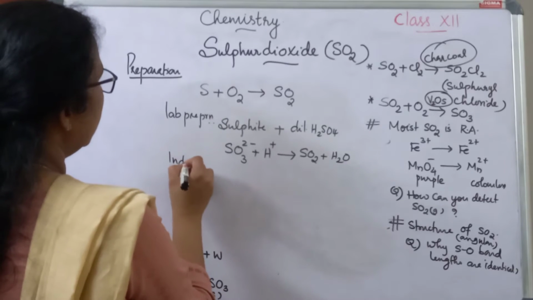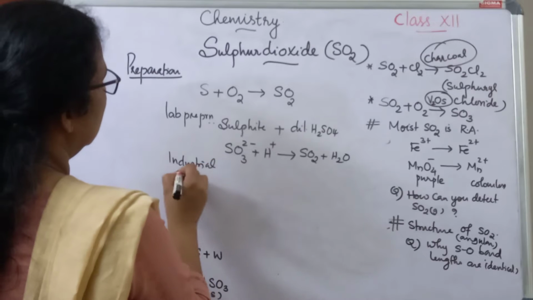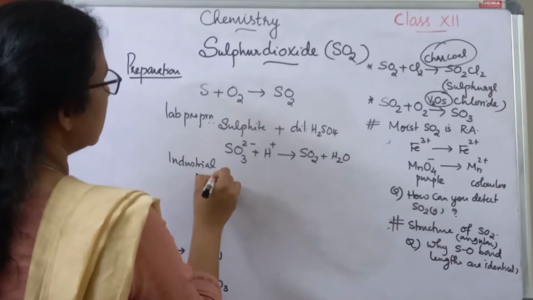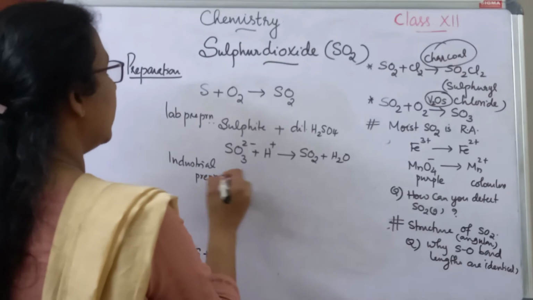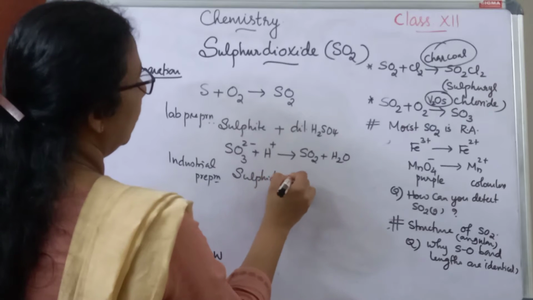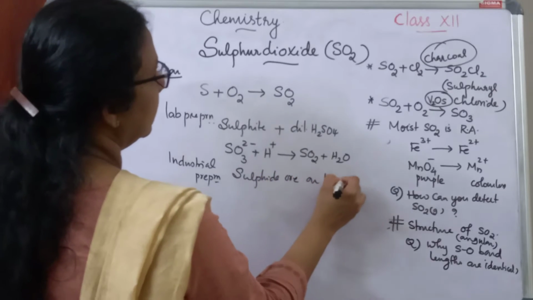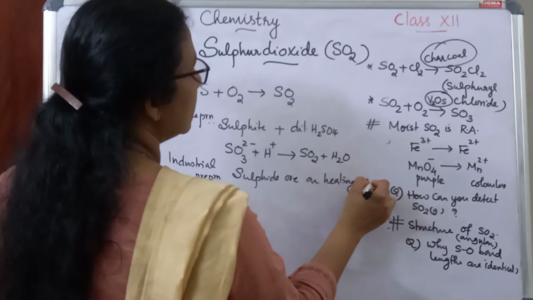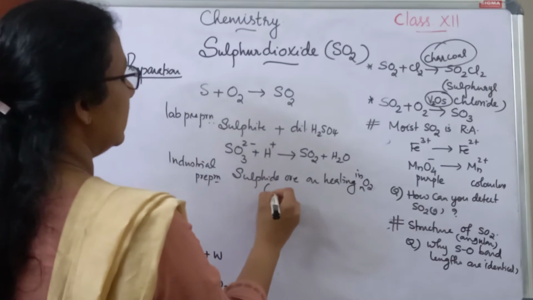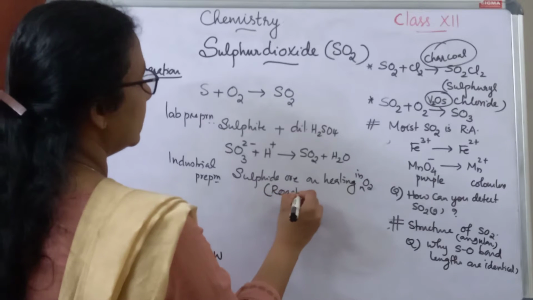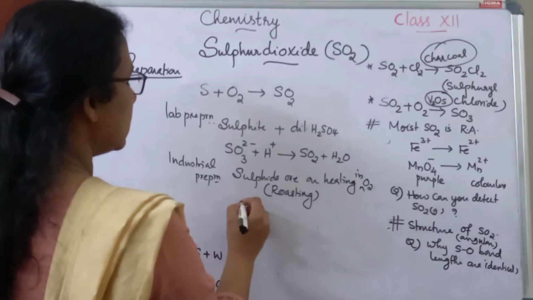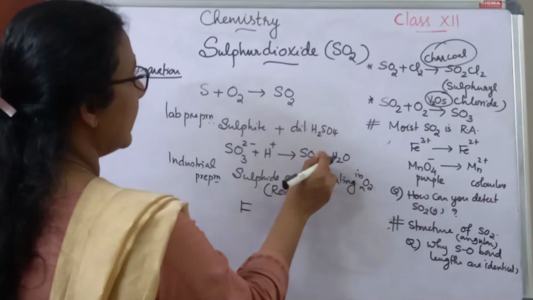Then the industrial method of preparation, or large scale preparation. So that is from sulfide ore on heating with oxygen. So heating in oxygen. Here this process is actually called roasting, which you have studied in metallurgy. That is, in the process of roasting we will get sulfur dioxide as the byproduct.